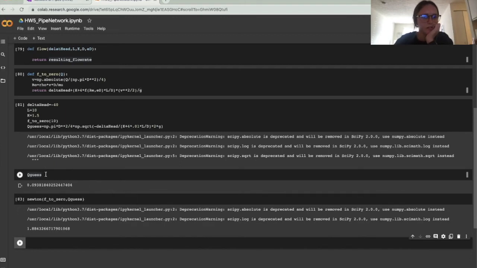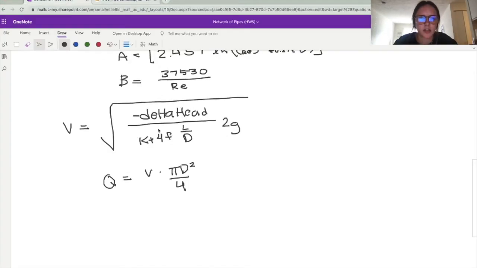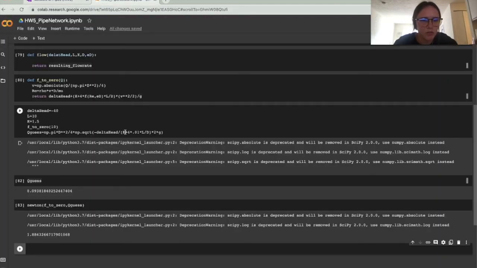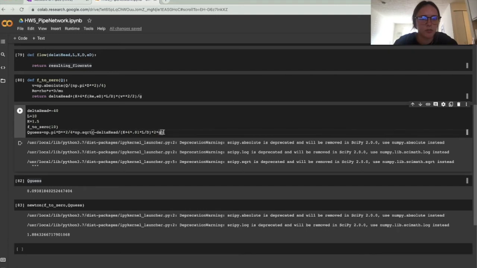Let's see. QGuess. Did I type this wrong? Negative delta head, square root 2 times G. So this is negative delta head over K plus 4 times F times L over D, times 2G, and all of that is under the square root, right? Yeah. And that's pi times D squared over 4.